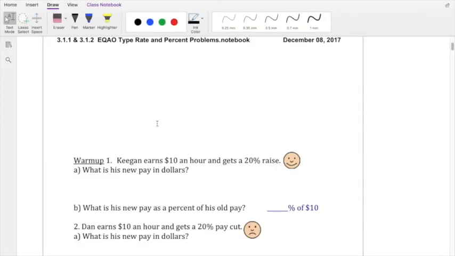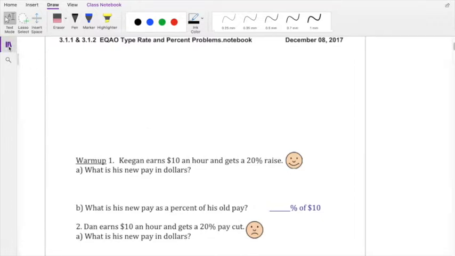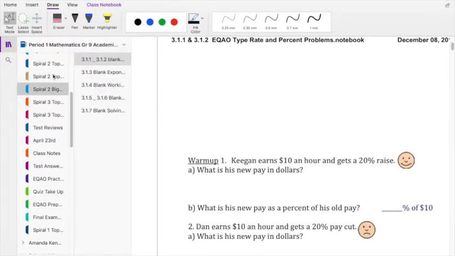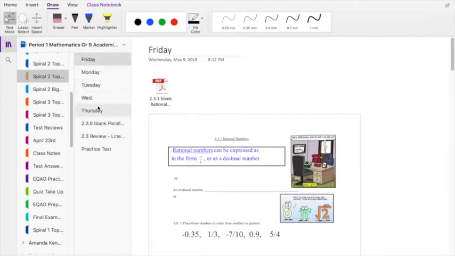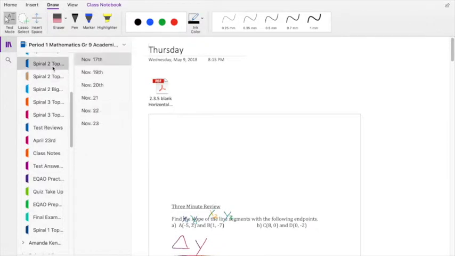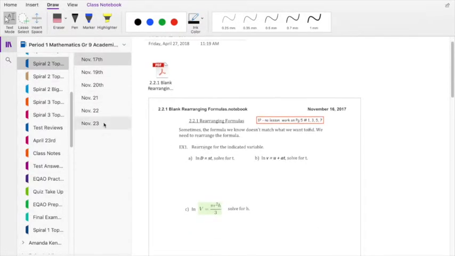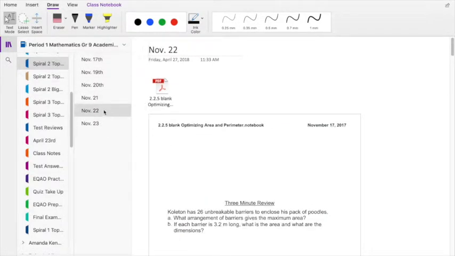Okay, today we're on Spiral 3 now. Remember, you have a quiz tomorrow. You have a quiz on Spiral 2, which is your measurement and geometry, rearranging, and so on and so forth.